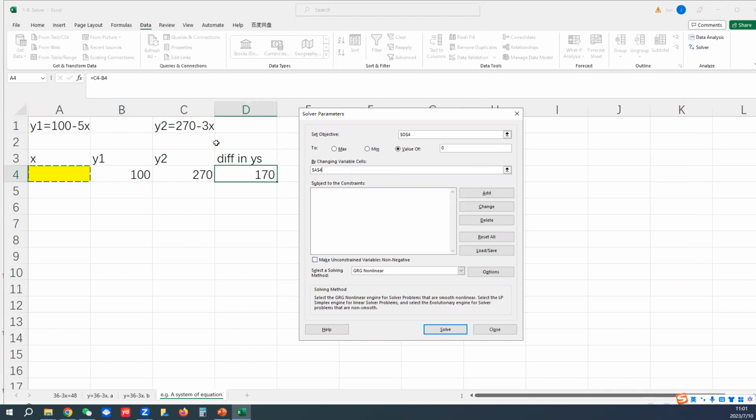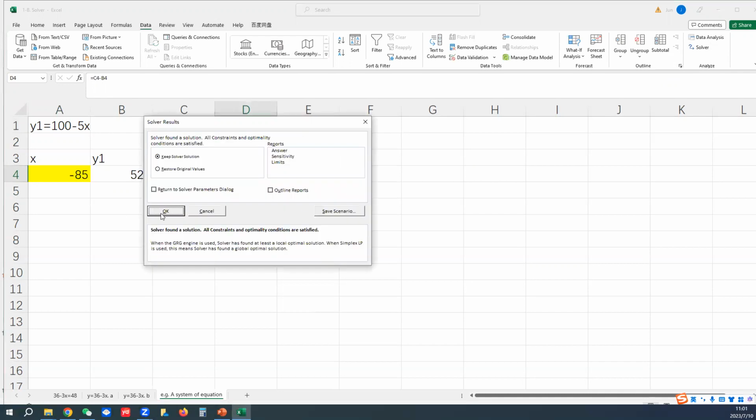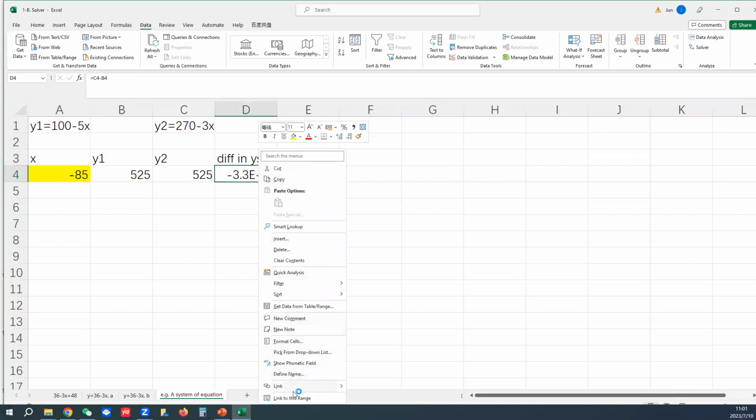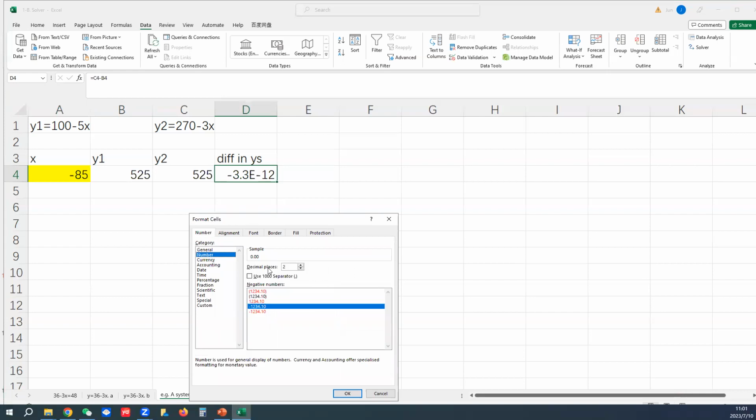Here we don't know what the result is. Okay, we just uncheck this non-linear function restriction. So here it's minus 85. And looking at this, some of you may panic, or cannot make sense of what it is. So you need to select format cells, change that into number.